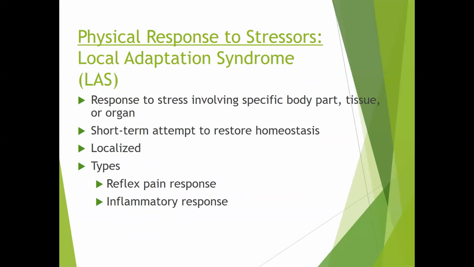All right, then we have our local adaptation syndrome. So it's a response to stress involving specific body parts, tissues, or organs. It's a short-term attempt to restore homeostasis. It's localized, and there's a few different types. So there's the reflex pain response, which is a protective involuntary response, such as withdrawing your hand from a source of pain. When you put your hand on a hot stove, you move it immediately because it's hot. And then there's the inflammatory response, which is a local reaction to cell injury that protects the body from infection and promotes healing. Like when you slam your finger in the door, you don't have an infection, but it does swell and it hurts. You can feel your pulse in your finger. So that's an example of the inflammatory response, that swelling that occurs.